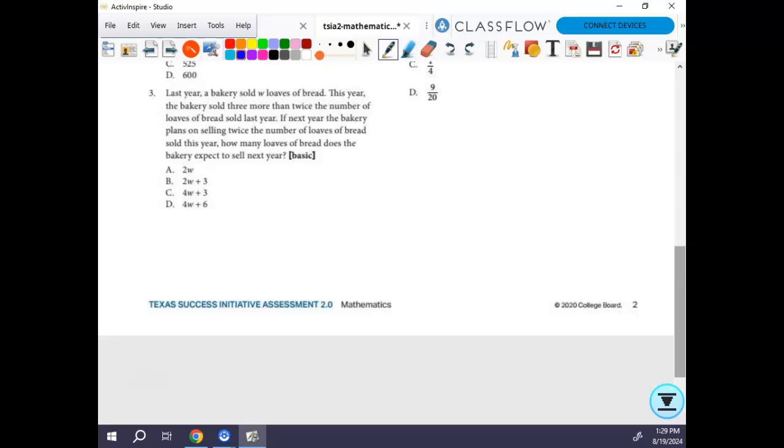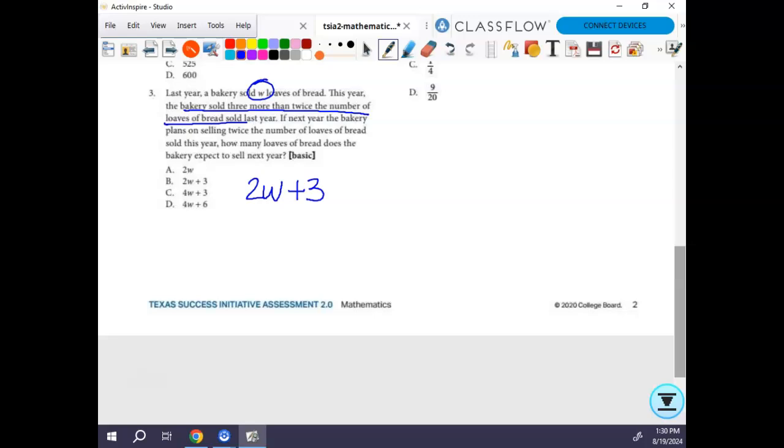All right, last year a bakery sold W loaves of bread. This year the bakery sold 3 more than twice the number of loaves of bread sold last year. That kind of stuff makes your brain hurt sometimes. Okay, but remember, you were just translating from English to math. And since it's not subtraction, it's kind of harder to mess up the initial thing. So we sold 3 more than twice the number of loaves of bread. So last year there was W. So I need 3 more, which means I'm adding 3 to twice the number. So that is what we did this year, okay?